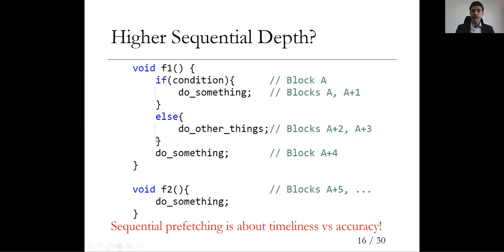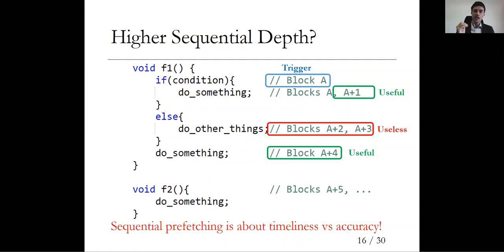With the if and else statement, either we execute the if part or the else part. So let's say I have a strong next line prefetcher. Upon access to block A, I prefetch A plus 1, A plus 2, A plus 3, A plus 4. What will happen if the if part executes and we don't execute the else part? A plus 1 will be a useful prefetch because we execute this if part. However, A plus 2 and A plus 3 will be useless because we do not execute the else part.